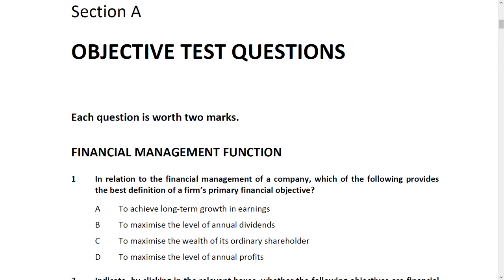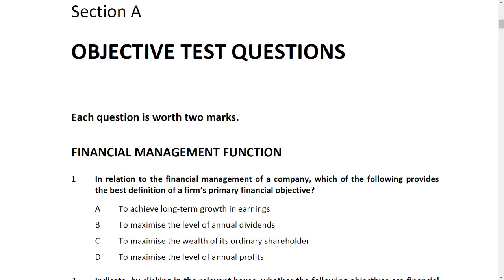So you can see question 1. Let me read the question out for you. In relation to the financial management of a company, which of the following provides the best definition of a firm's primary financial objective? To achieve long-term growth in earnings, to maximize the level of annual dividends, to maximize the wealth of its ordinary shareholders, to maximize the level of annual profit. This is a multiple choice question where you have to pick one, and this is not a calculation, this is theory. Calculation also will be asked. For that also I have put a question. So this is one type.